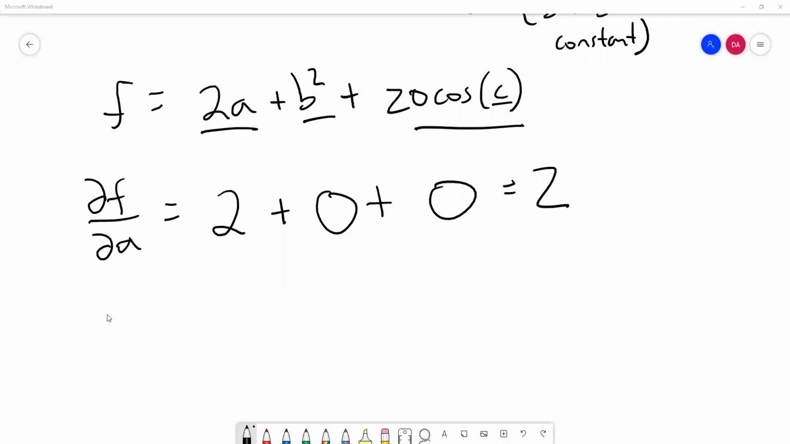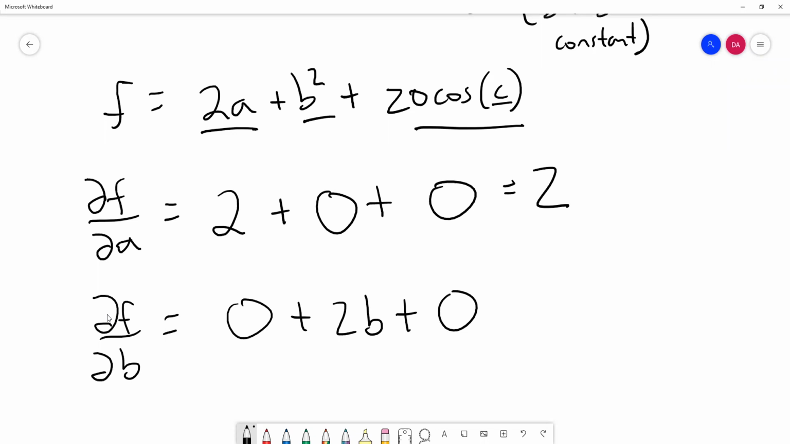Okay, we can easily find the partial derivative of f with respect to b. Again, here a and c become constants, so the derivative of the first term is 0. The derivative of the second term is just 2b. You understand that? The derivative of the third term is 0, so that derivative is just 2b.